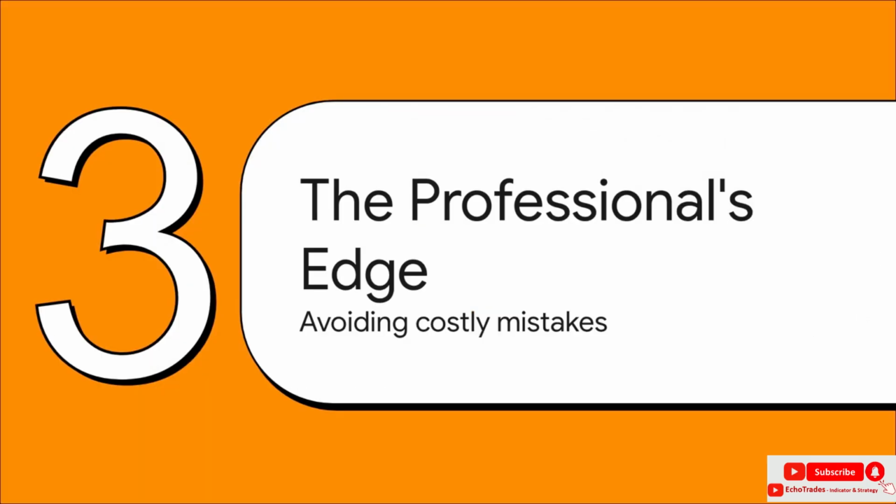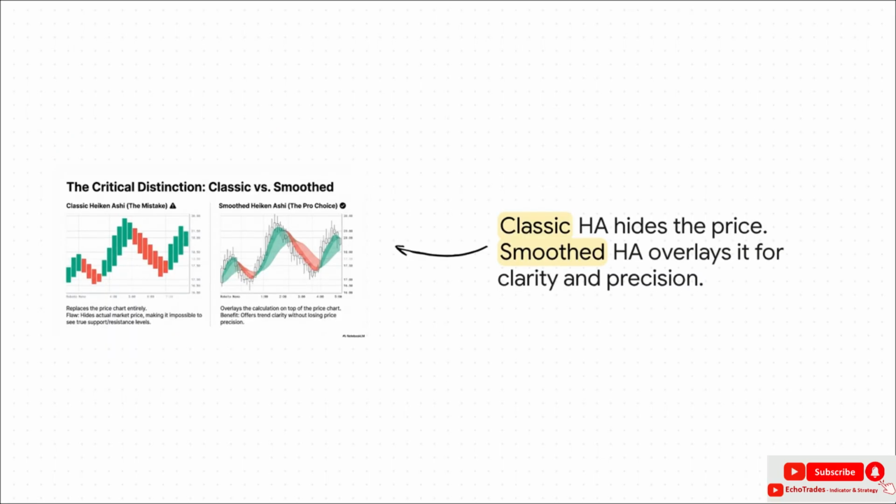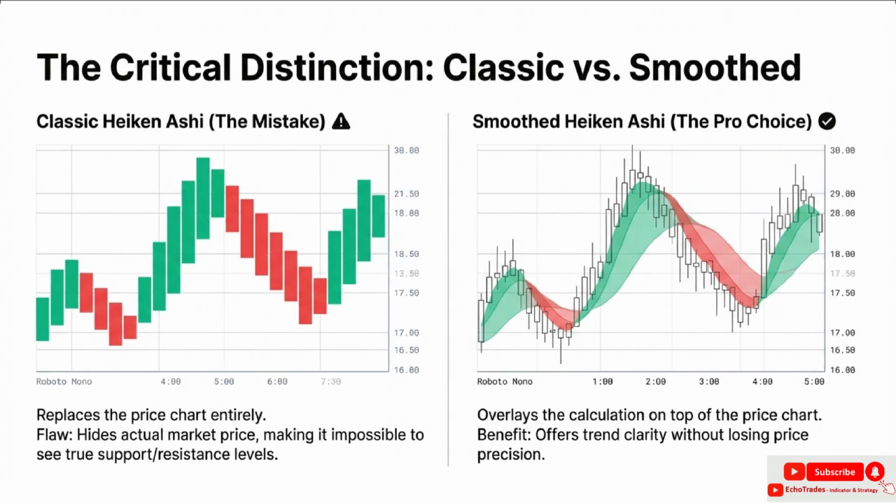Now, knowing the language is one thing, but using it like a pro, well, that requires knowing what not to do. So let's cover a couple of the most common and costly traps you have to avoid. Okay, this right here is probably the most crucial distinction. On the left, you've got classic Heiken Ashi. Here's the mistake. It completely replaces the real price chart.